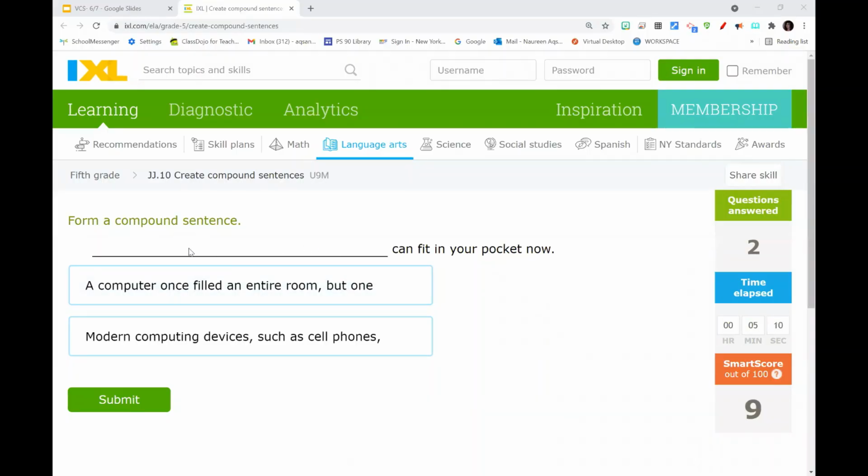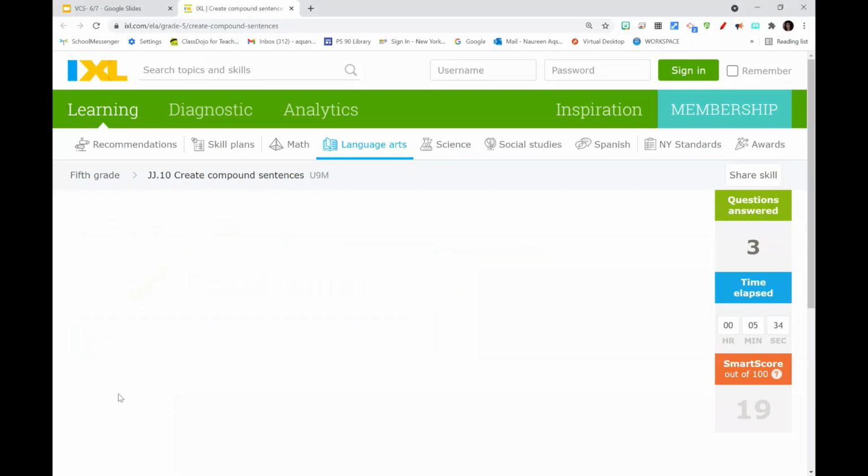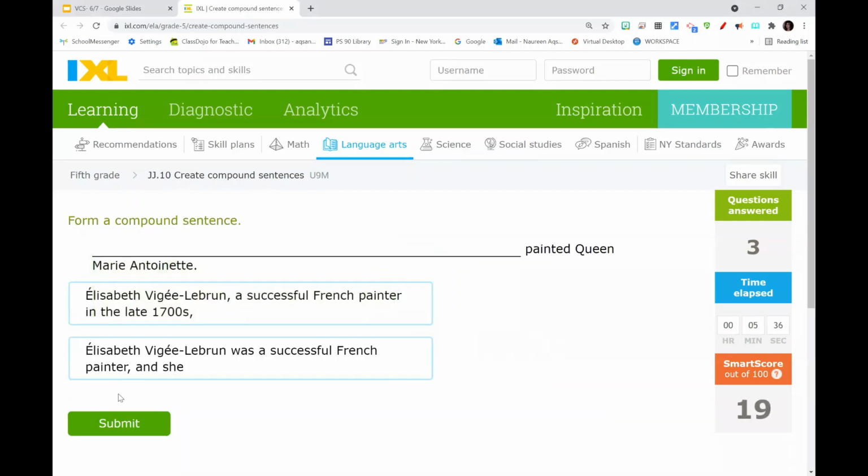Okay, boys and girls, next sentence. Blank can fit in your pocket now. A computer once filled an entire room, but one can fit in your pocket now, or modern computing devices, such as cell phones, can fit in your pocket now. What sentence makes sense and is the best compound sentence? Go ahead and write down your answers. Okay, if you chose the first one, you did an awesome job.